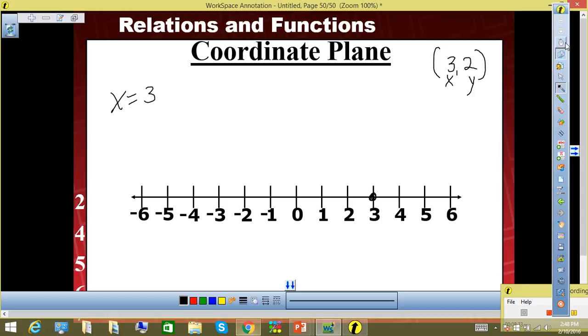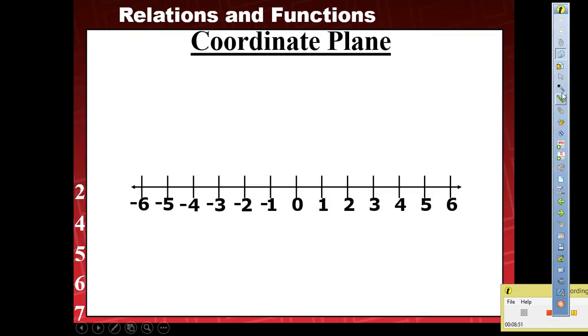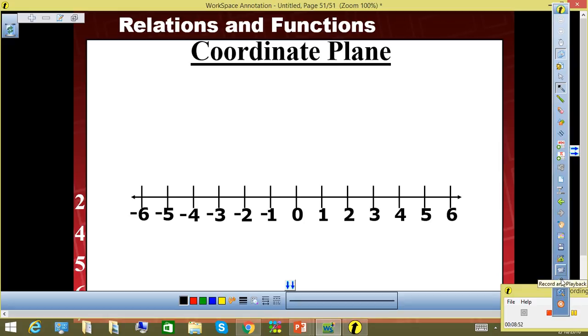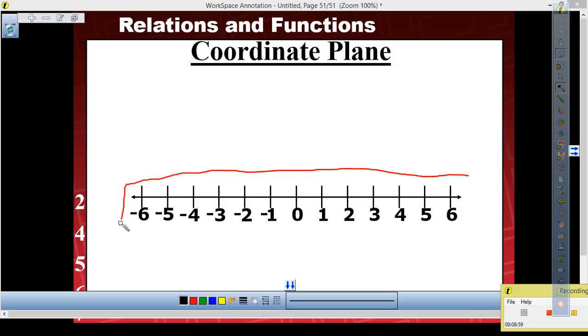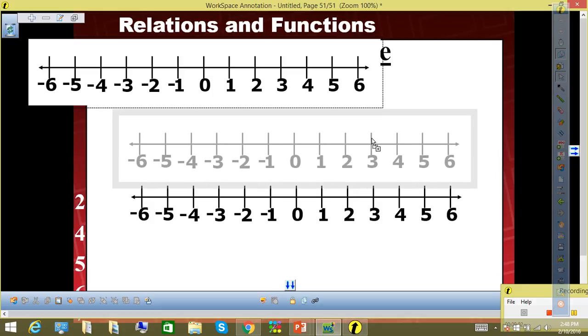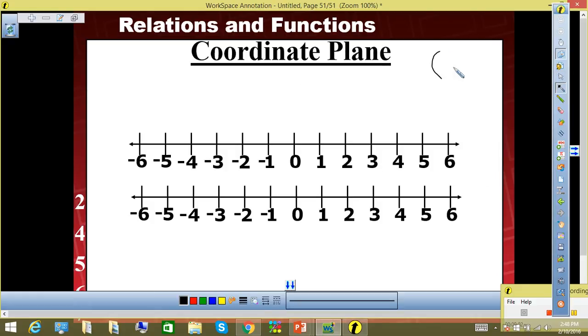Now check this out. The bad thing is that what if I did something like this? Watch. Let's say they gave me the point 3, 2. This is x, this is y. So let's say they asked me to plot this. X is 3 and y is 2. But if I don't have them labeled and they all look the same, couldn't I just put 3 over here and 2 over here? And 3 and 2, and so on and so forth?